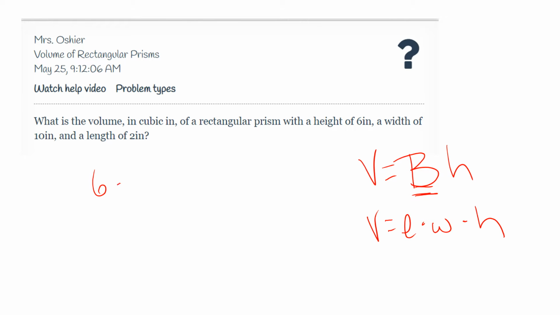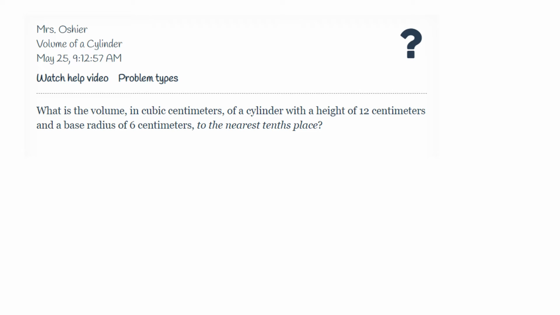So this is really easy. You're just going to simply multiply 6 times 10 times 2. So that's going to be 120 inches squared. For volume of a cylinder, again, you need your formula. So V equals pi r squared h, r being the radius. So you have to make sure that you have the radius.